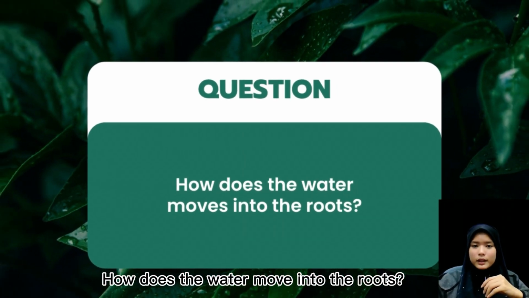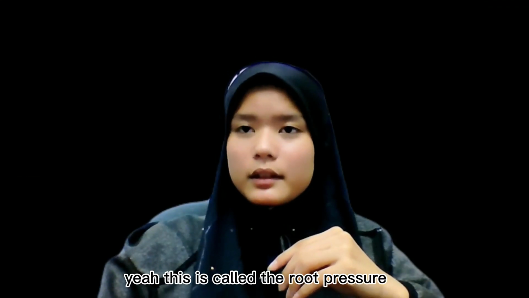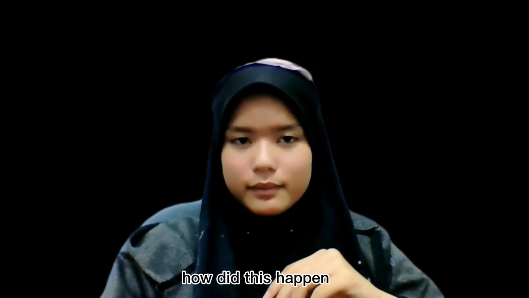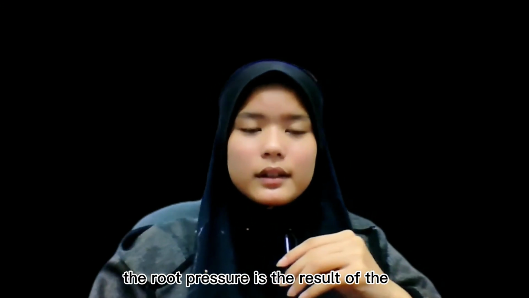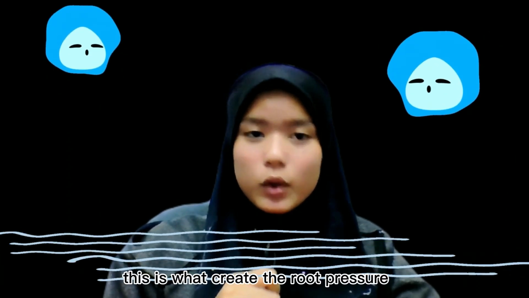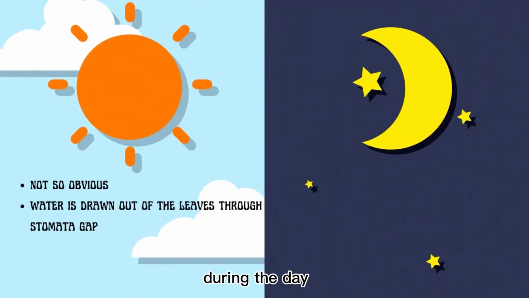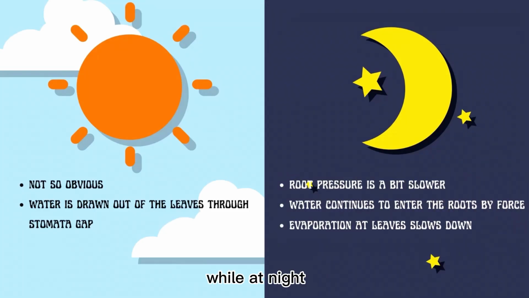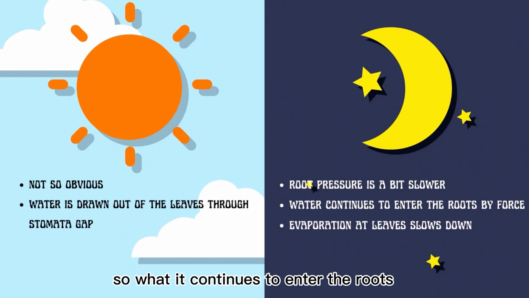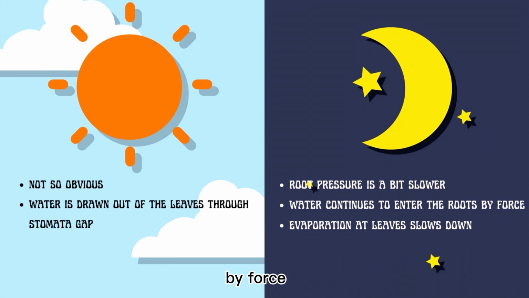How does the water move into the root? This is called root pressure. How does this happen? Basically, root pressure is the result of a solute concentration difference, which results in the continuous movement of water into the root. This is what creates the root pressure. During the day, the root pressure is not so obvious because water is being drawn out of the leaves. At night, since the process is a little bit slow, water continues to enter the roots because the root pressure is forcing it.